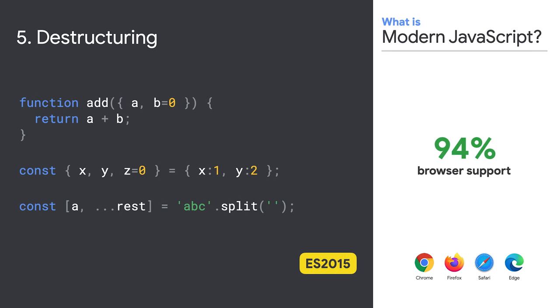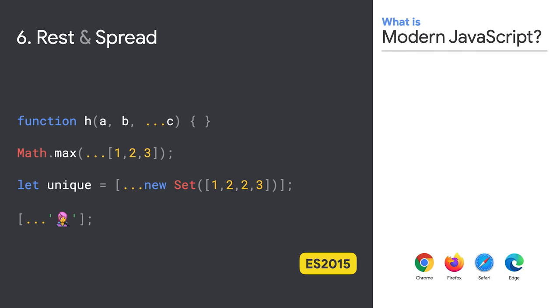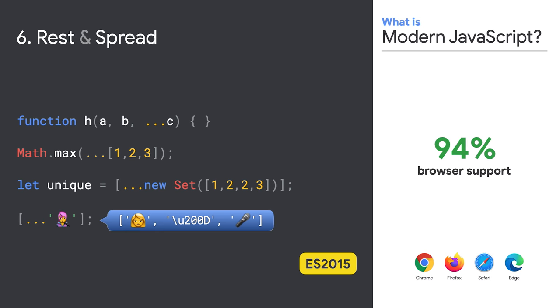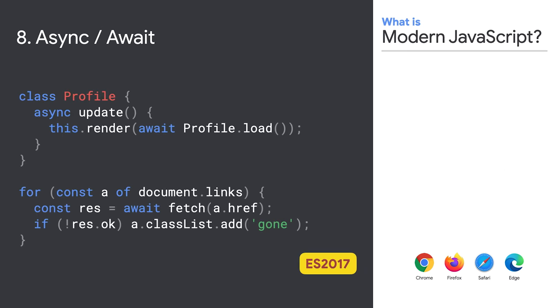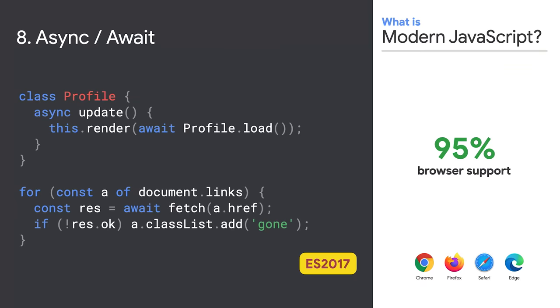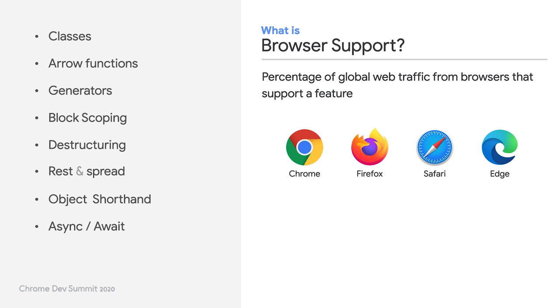Destructuring has 94% support. Rest parameters and array spread also 94%. Object shorthand, which was easy to forget wasn't in the language before ES2015, now has 95% browser support. And finally, async await, which even though it was an ES2017 feature, has 95% browser support. This is easily my favorite feature of the language. Oh really? Not generators? We're using the term browser support quite often, and it's worth clarifying what that means.